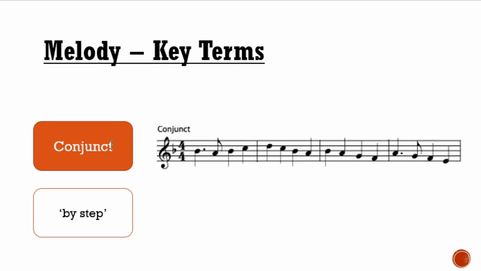Another way to describe a conjunct melody is to say that it moves by step. So instead of moving by big leaps, the melody just moves by one step at a time, or by one note away on the keyboard. So this melody is conjunct because it just moves by one step at a time, either up or down, as the melody goes along. And this is what it sounds like.